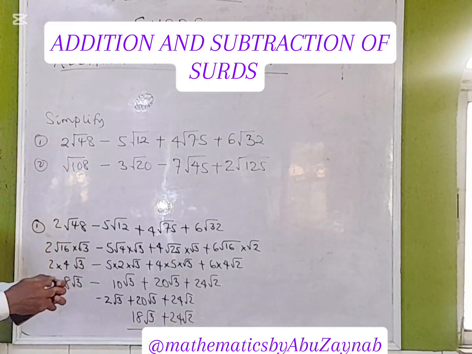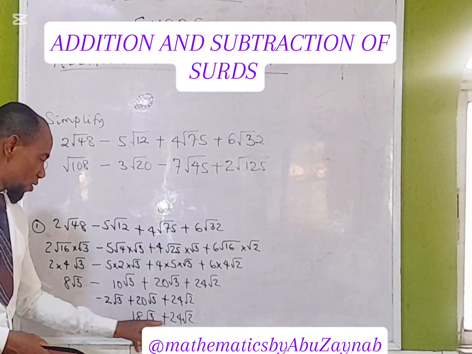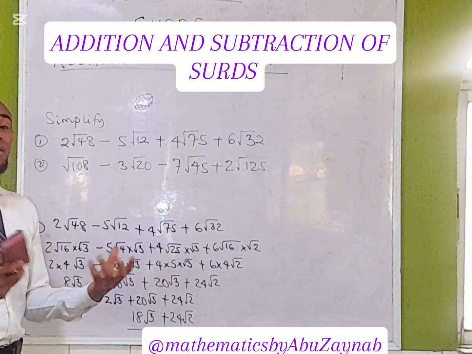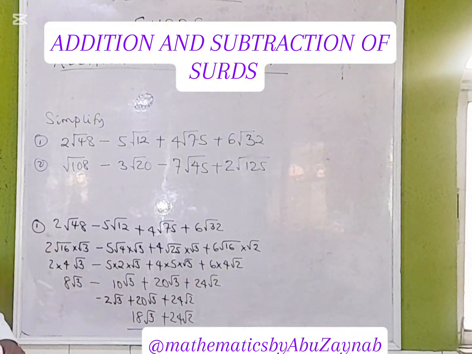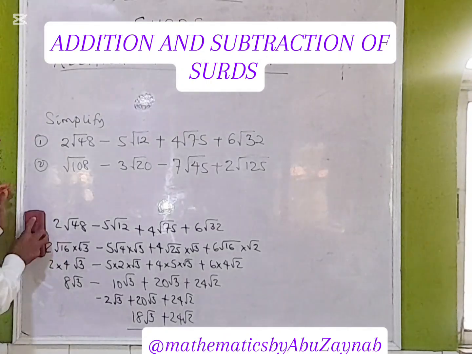We can't go further than this because we can't add root 3 to root 2, the same way you cannot add x to y. And that is the answer. We can't go further than that. I believe it's quite simple and quite explanatory. If so, let's delve into example 2.